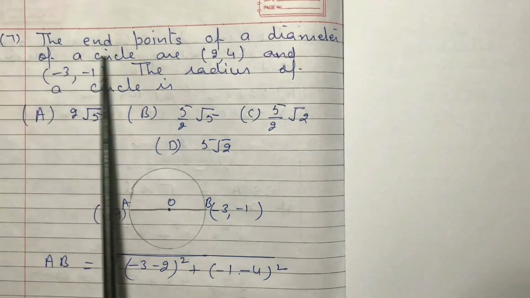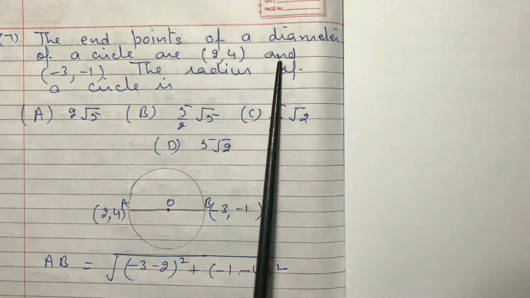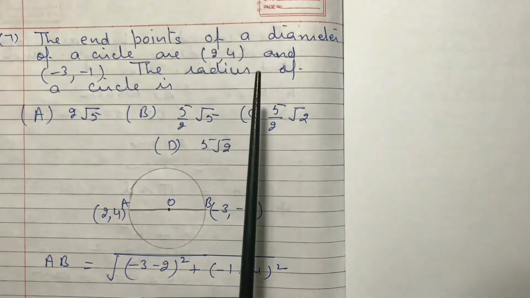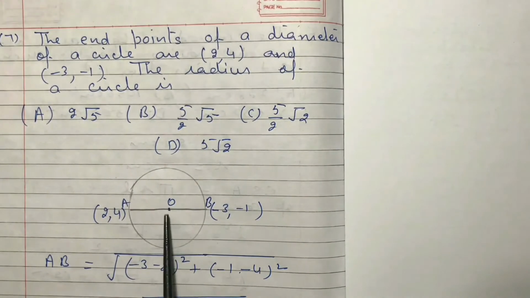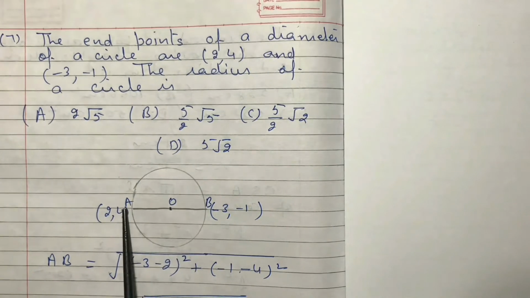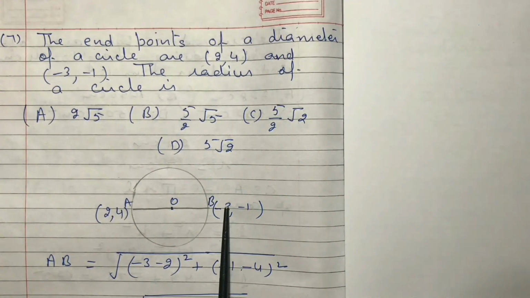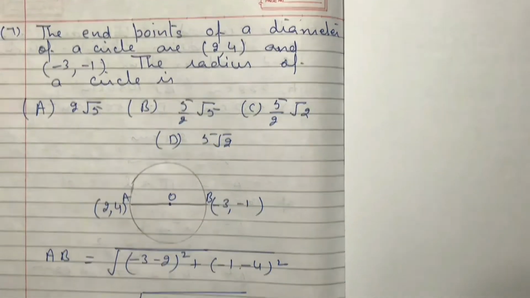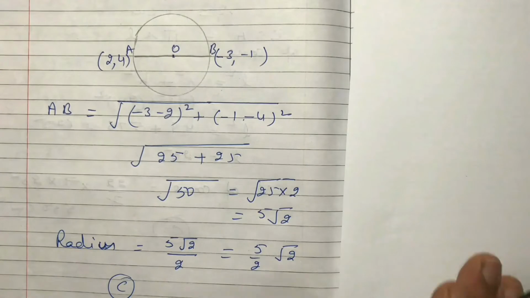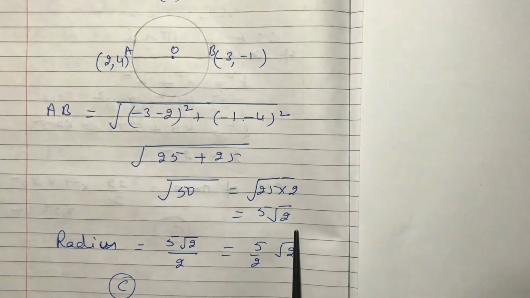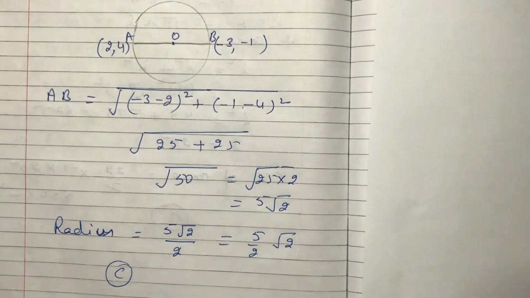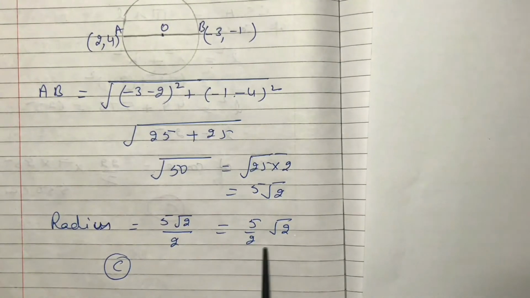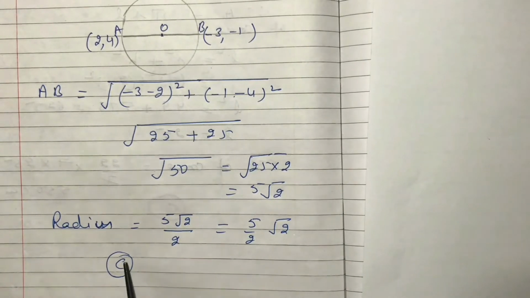Now the seventh question, the end points of a diameter of a circle are (2, 4) and (-3, -1). The radius of the circle is, there are four options. Now the end points of the diameter are given, and this is the center. So find its length. You apply the distance formula and take half of it, and you will get the radius. So I have applied the distance formula here, and the distance comes out to be 5√2, and you take half of this, radius is equal to 5√2 upon 2, that is 5/2 √2. So C is the option.